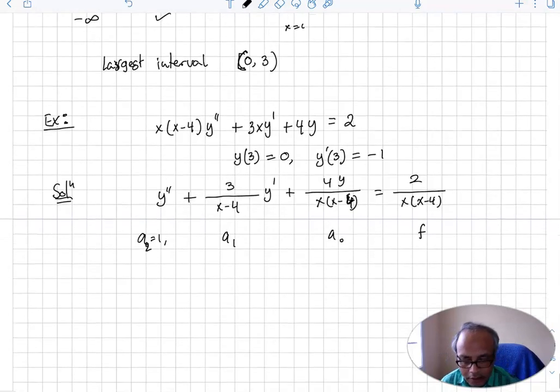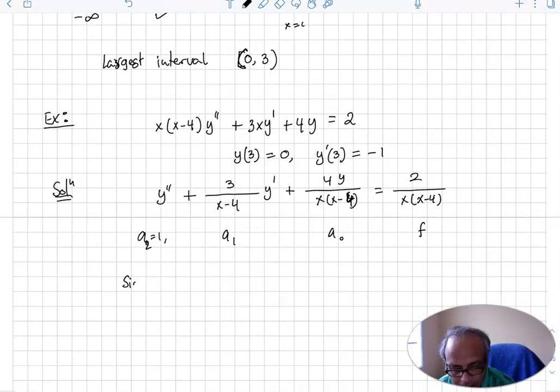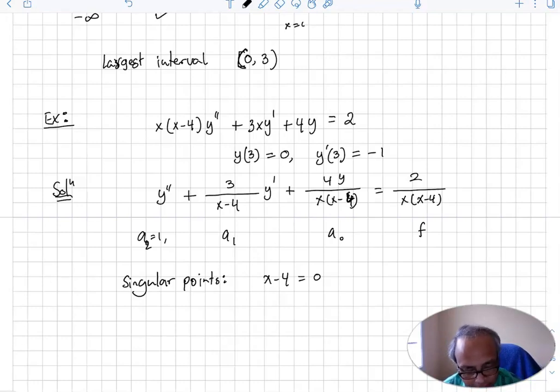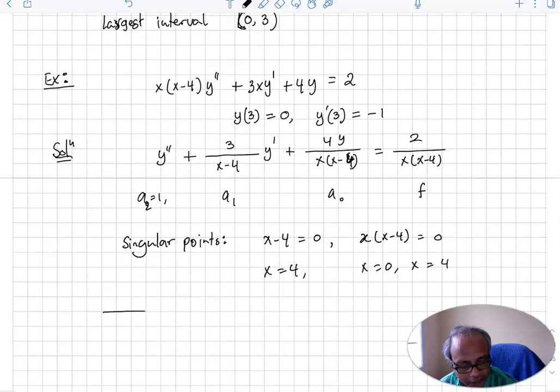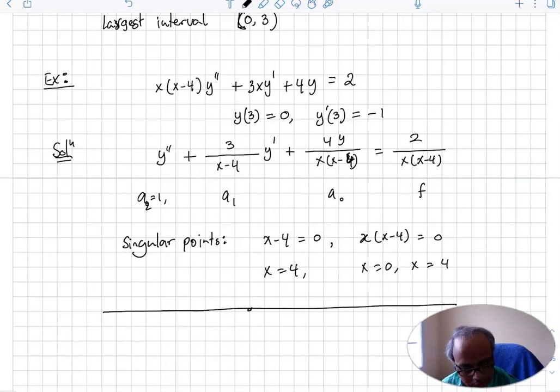You identify them, and all we need to look at is the singular points. The singular points are given by x minus 4 equals 0 for the coefficient a1, x times x minus 4 equals 0 for the coefficient a0, and x minus 4 also for the right hand side f. So that gives me x equal to 4, x equal to 0, x equal to 4. Okay, so then I look at the real line. So I try to isolate the interval 0, 4, here is 4, and then I isolate where is my initial condition. So the initial condition is here.